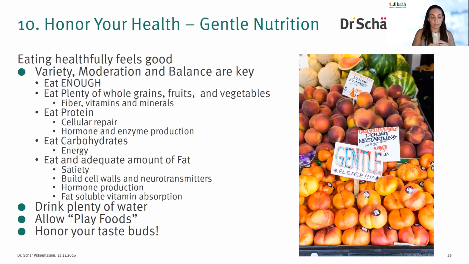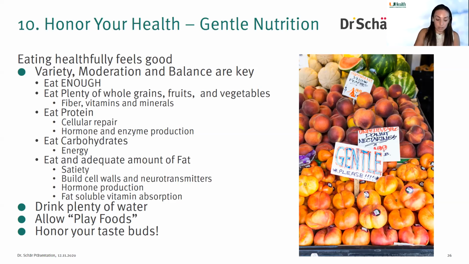And the last principle is honoring your health with gentle nutrition. So variety, moderation, and balance is key. So making sure that one's eating enough, that there's plenty of whole grains, fruits, and vegetables, making sure that there's protein. Obviously, with patients with inborn errors of metabolism, this will likely be a medical food, carbohydrates, and fat for satiety. That there is an appreciation for quote unquote play foods, and patients are eating what they want to eat.